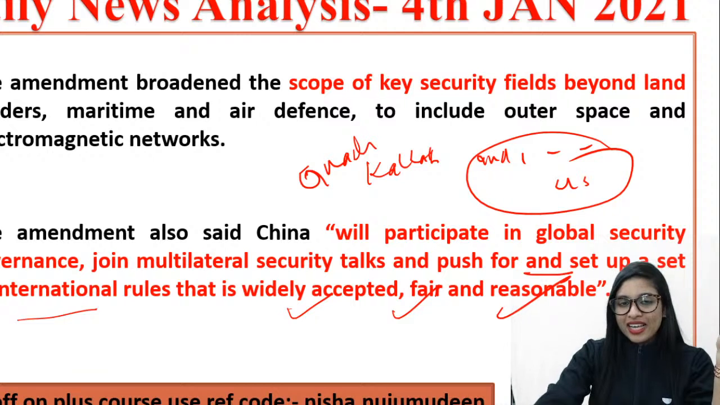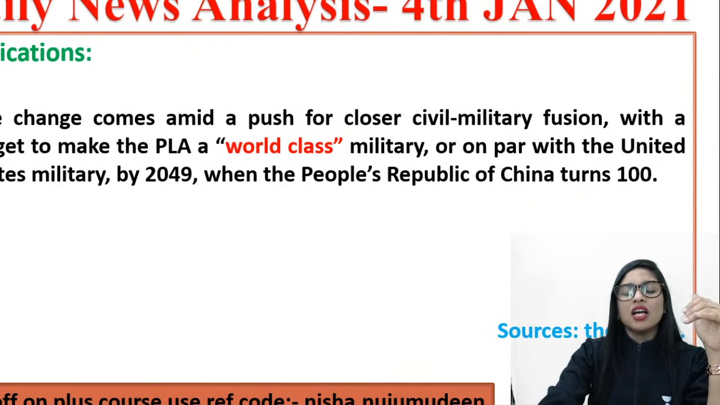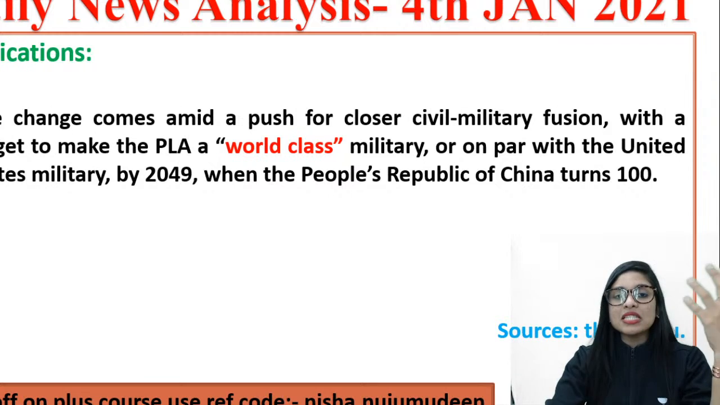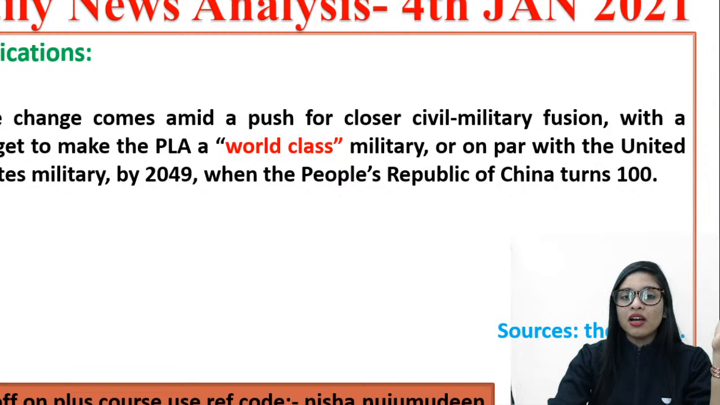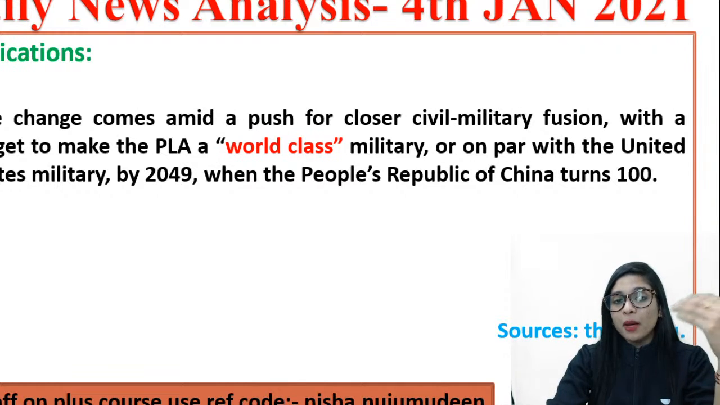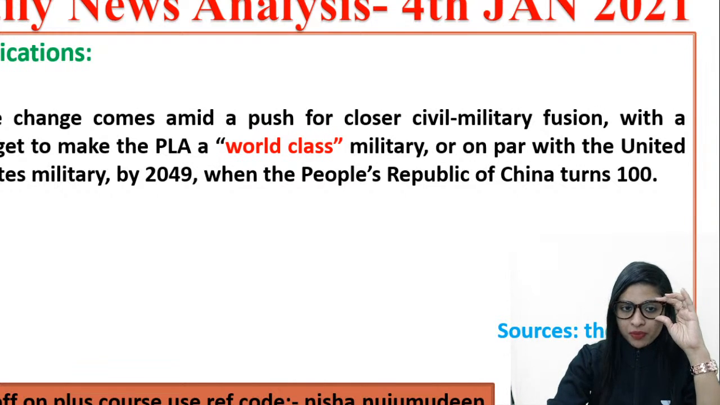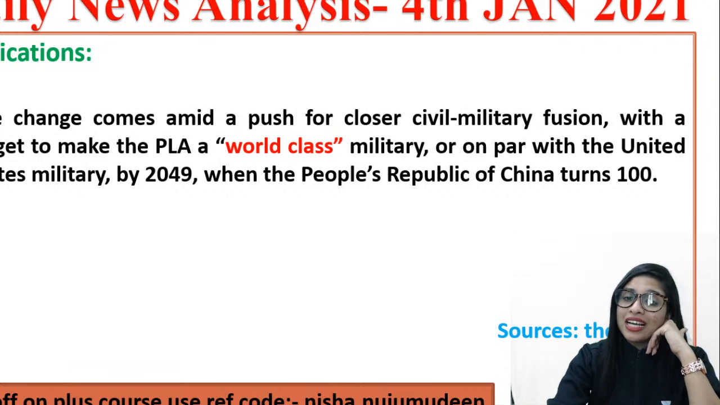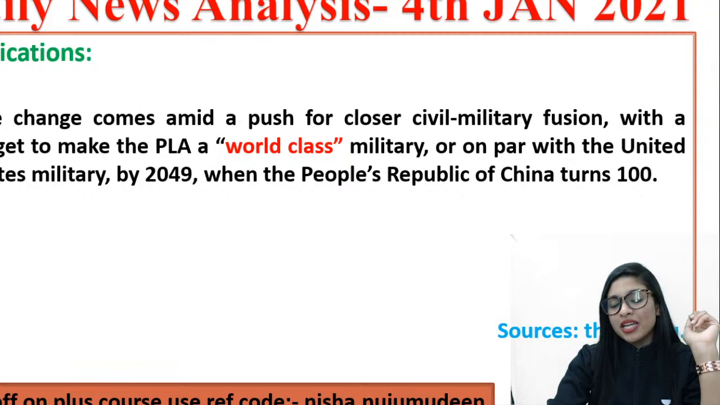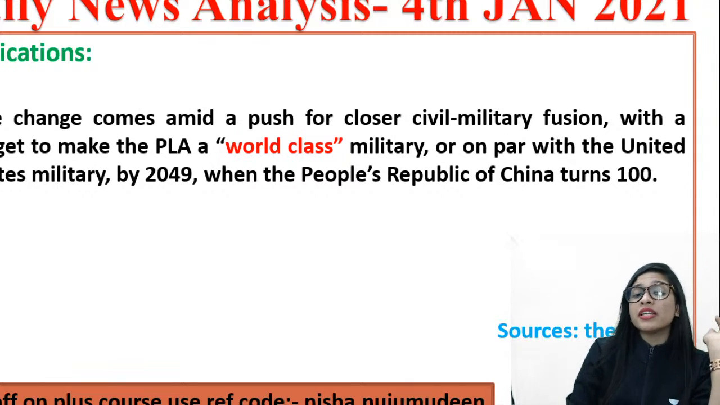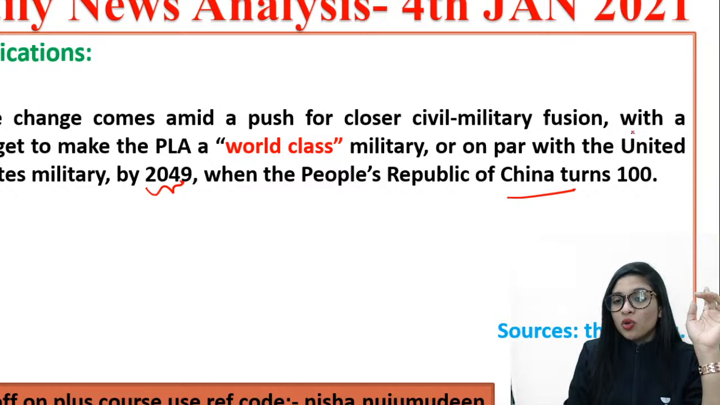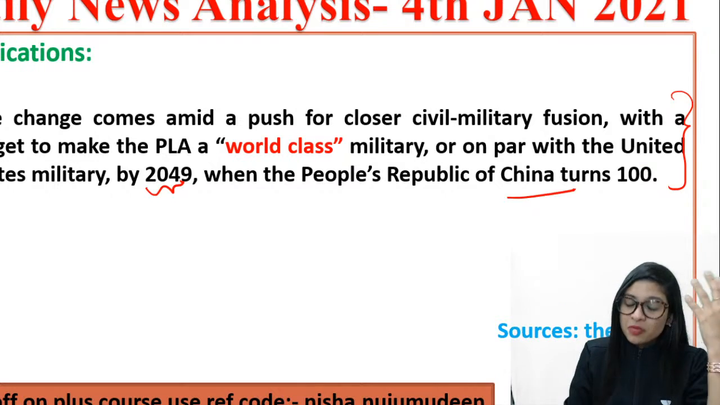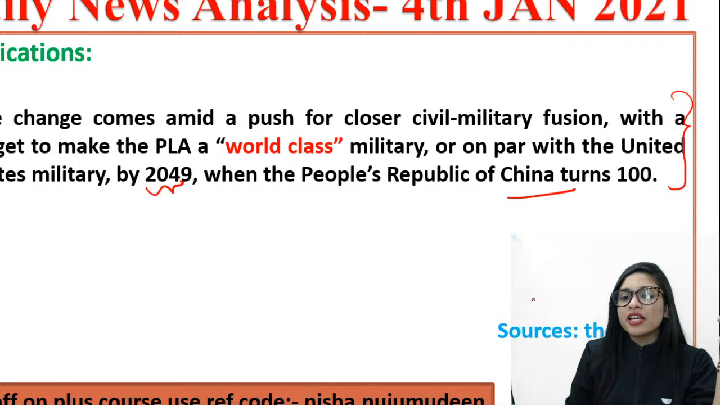Now, though that is the case, what could be the implications? Very simple. The impact of such an amendment is that this change comes amid a push for closer civil-military fusion, because the whole target is nothing but to make the PLA a world-class military, on par with the US military. That too will take many years, around 2049, when China will turn 100. This is the effect they will have if such changes are practically implemented. And this particular news is taken from The Hindu.